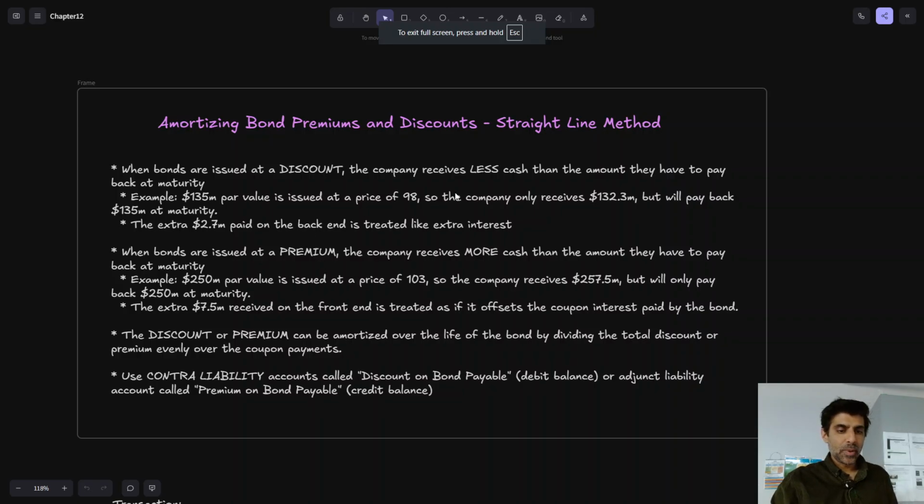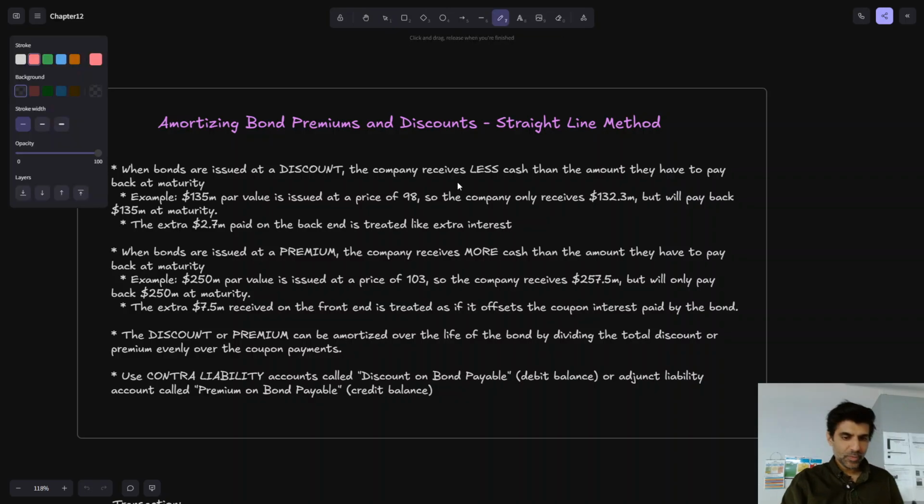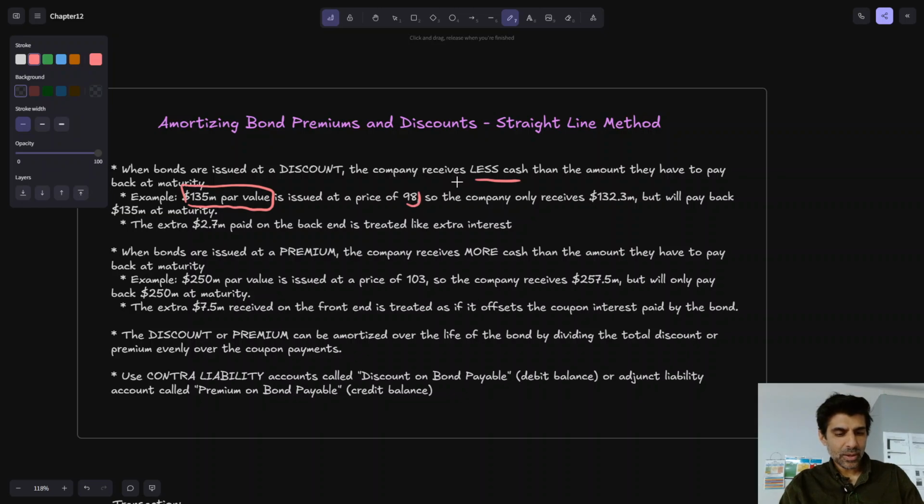So the company is going to receive less cash. As an example, if you issue a $135 million par value bond at 98, the company is only going to receive this much money, 132.3 million. They're going to have a liability for 135 million though. So we'll have to figure out a way to account for this discrepancy between the cash received and that liability, the par value that they're going to pay at the end.